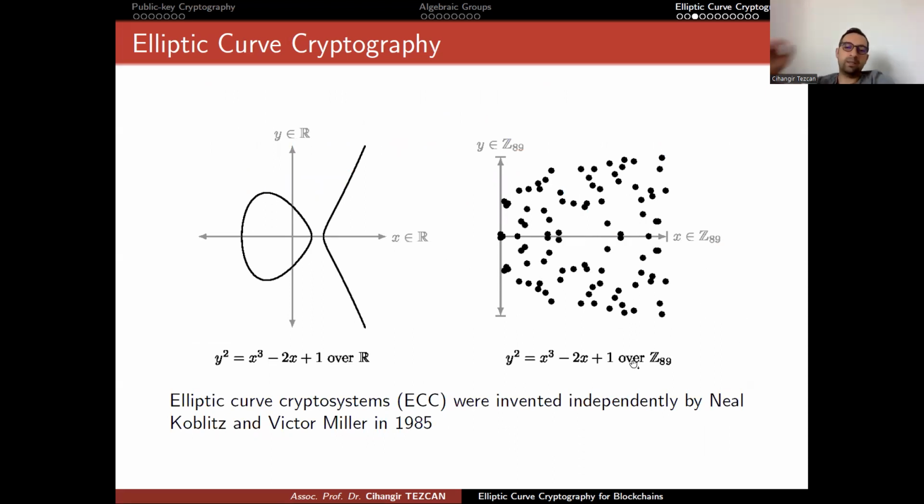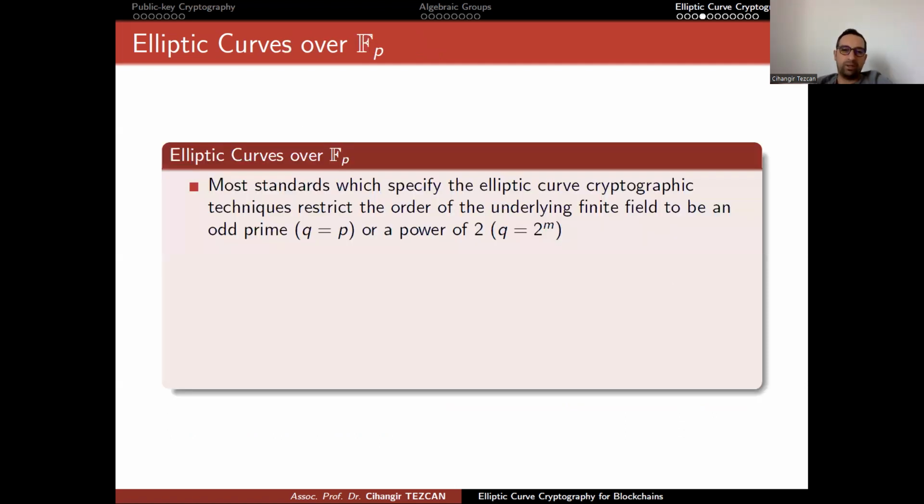So elliptic curve cryptosystems were invented independently by Neal Koblitz and Victor Miller in 1985. And currently, there are many standards, and we are actually transitioning from RSA to elliptic curve cryptography because it is more secure, because the discrete logarithm problem on this group doesn't have a sub-exponential time algorithm. Okay, so let's move on to the definition of elliptic curves. Then I will give you the formulas for how you calculate addition.